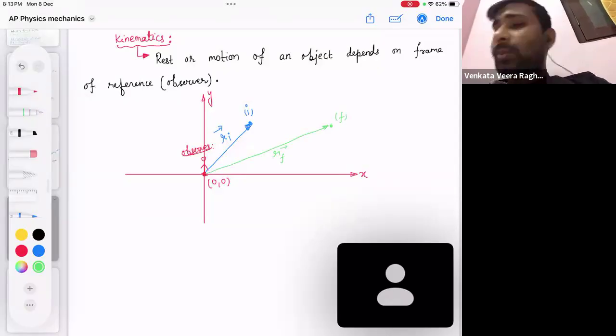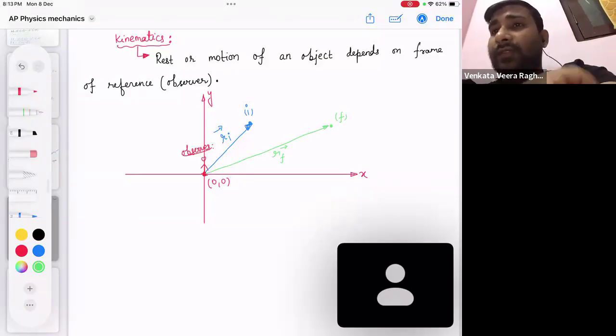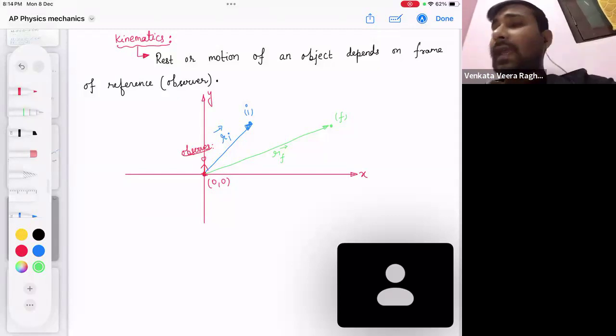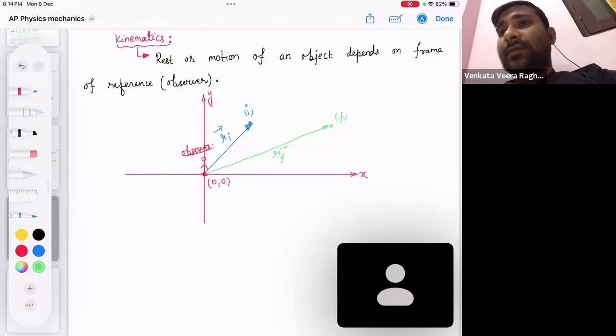Okay. So now we are going to define two things. What are the two things? We are going to define the displacement of the particle, and we are also going to define the distance traveled by the particle.